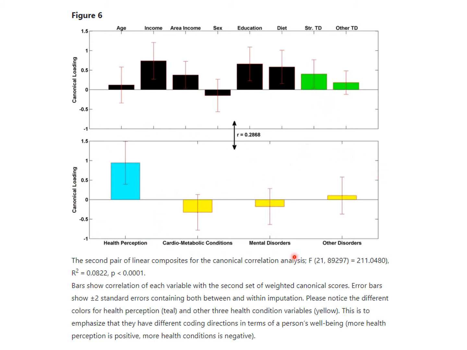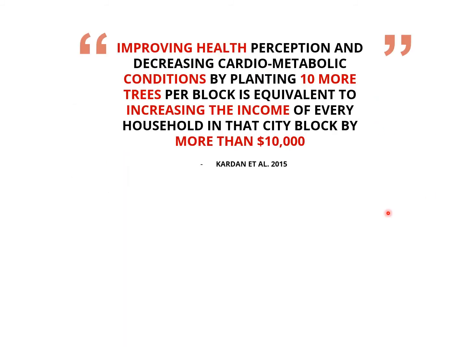It's a tricky sort of graph to figure out here, but basically this combination, if you're controlling for age, then there's other factors as well, and a big one is the density of street trees, and to a lesser degree other types of trees as well. And so the big takeaway here, they also did a regression analysis, and I'm not going to get into the stats on that, but a big takeaway here was improving health perception and decreasing cardiometabolic conditions by planting 10 more trees per block.